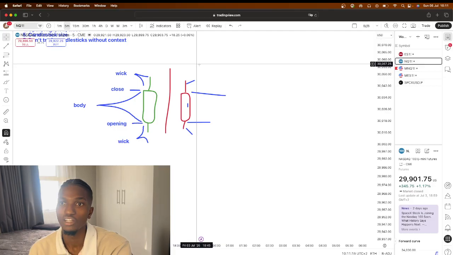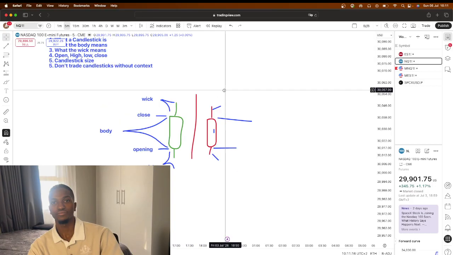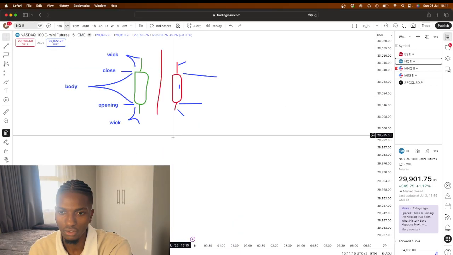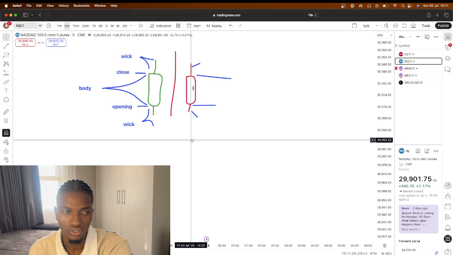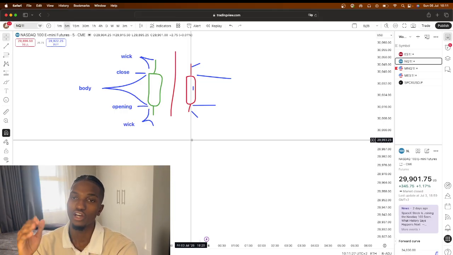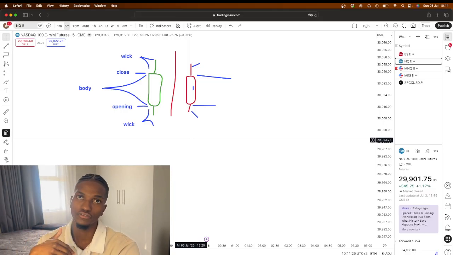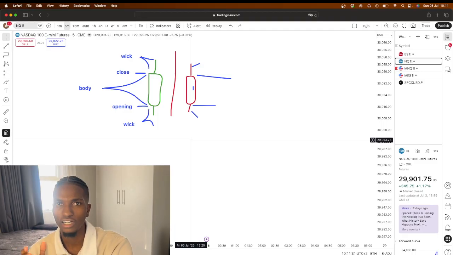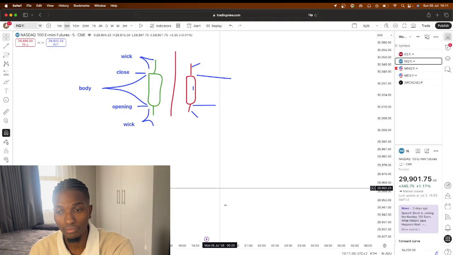Now again, the size. Okay, let's go. As I explained, they have different sizes, right? There are some candlesticks which are huge, a huge move down or a huge move up. Some are just small, right? So what does it mean?